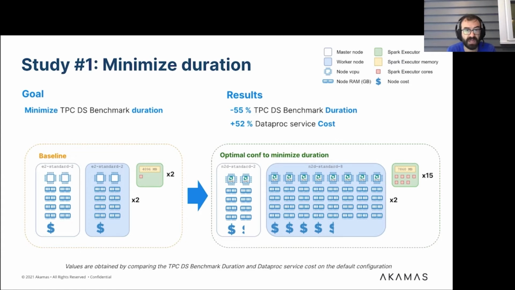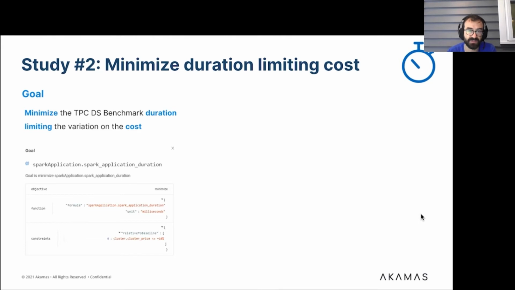As said, the results are interesting, but not impressive, as the machine learning-based optimization suggested increasing the hardware and thus the cost to get the job done faster. But what if we now add cost constraints to our optimization? So we defined a second optimization study with the same goal as the first study, but with the constraint that the optimal solution should not exceed the baseline cost by more than 10%.